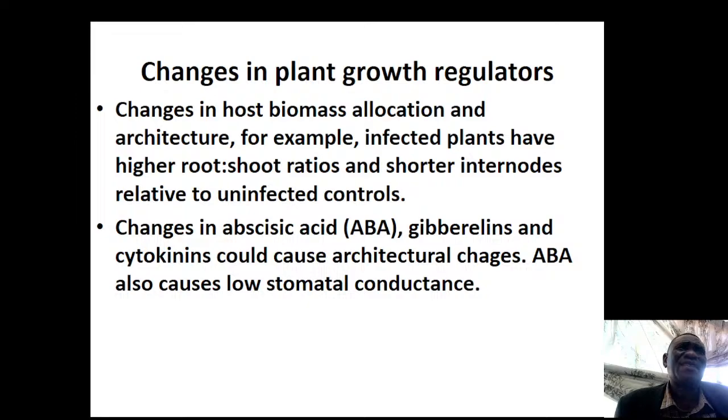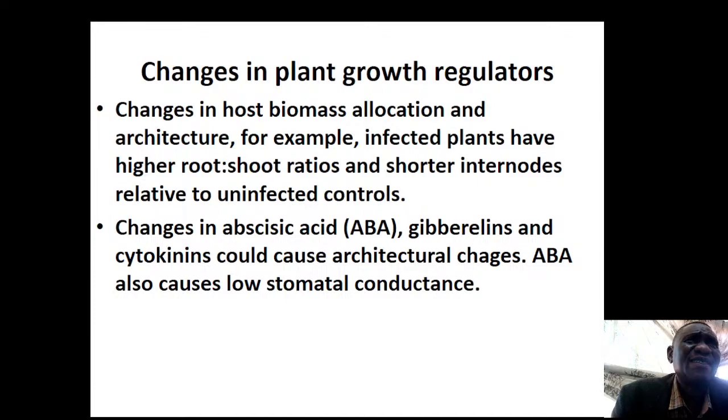There are also changes in plant growth regulators. Once there are changes, this can affect host biomass allocation and architecture. For example, infected plants have higher root shoot ratios and shorter internodes relative to uninfected controls.